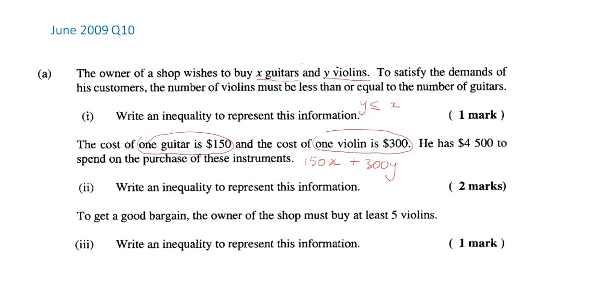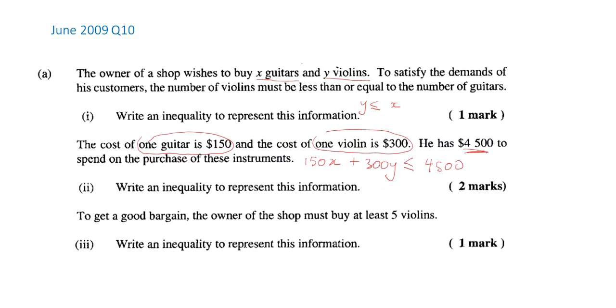The price of one violin is 300, so it's 150x plus 300y, and they told us that he only has 4,500 to spend, which means that the total cost should be less than or equal to $4,500. So this is in terms of money. He has 4,500 to spend, and 150 is the cost of one guitar, so it's 150x, and the cost of one violin is 300, so it's 300y.